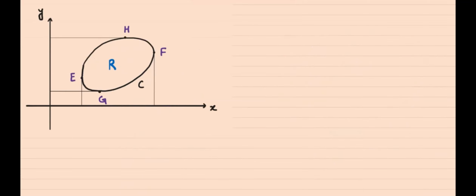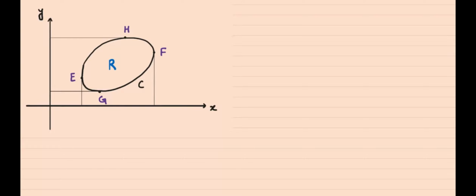Okay, so here we have our first case where we have a simply connected region R and its boundary C. Now, for the convenience of our proof, we will divide the boundary into two parts, first in terms of the x-axis and then in terms of the y-axis. How do we do that?